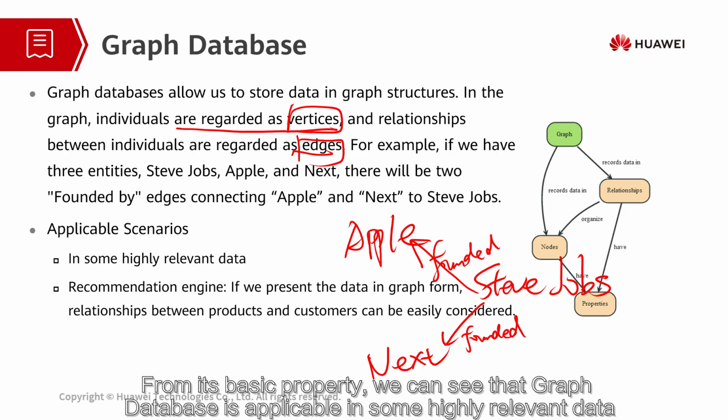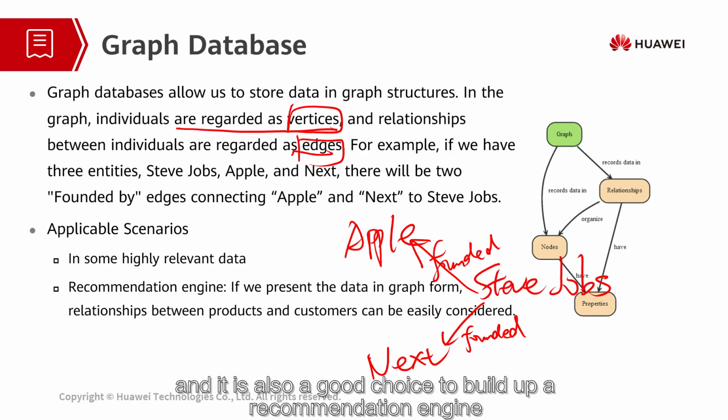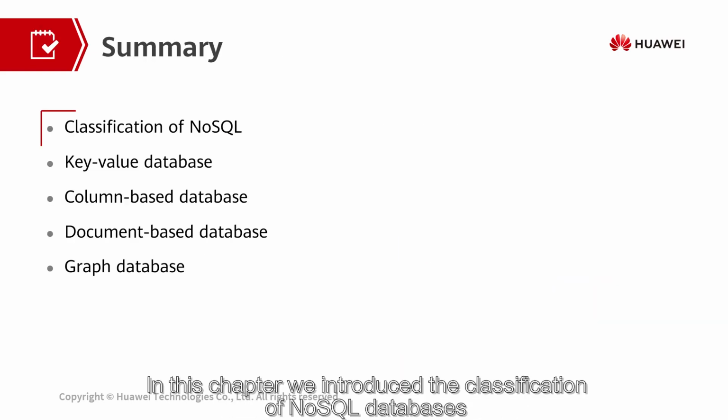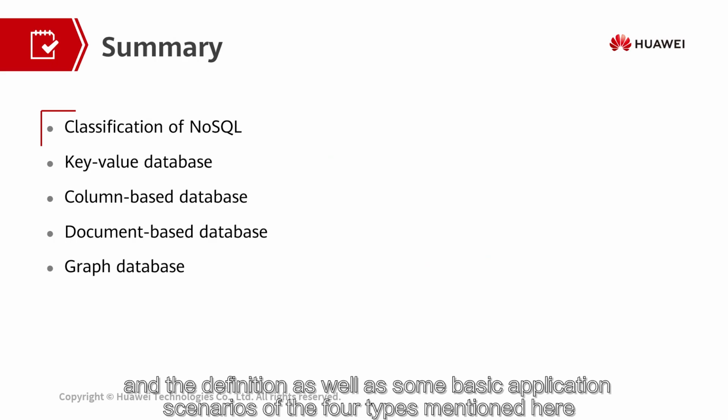From its basic property, we can see that graph databases is applicable in some highly relevant data, and it is also a good choice to build up a recommendation engine. Alright, that's all for this chapter. In this chapter, we introduced the classification of NoSQL databases and the definition as well as some basic application scenarios of the 4 types mentioned here.